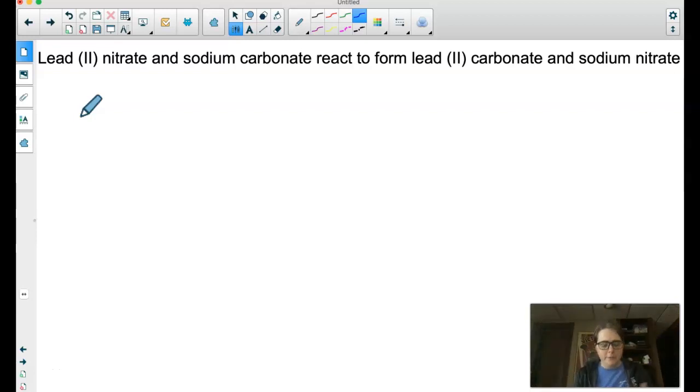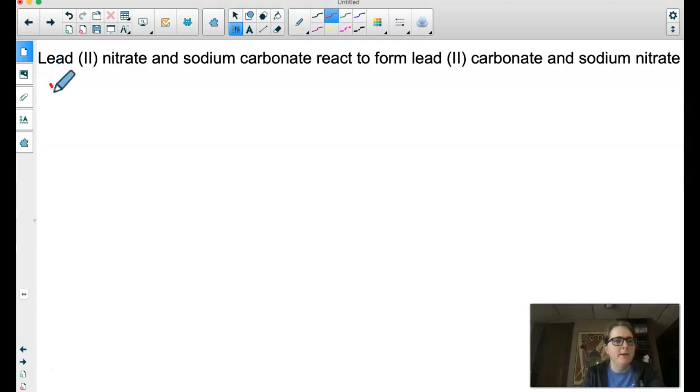Hello. So I want to go through an example of a little bit more complicated balancing chemical reactions. And what makes this one just a little more complicated is that it has some of those polyatomic ions, so those ions that contain more than one atom.